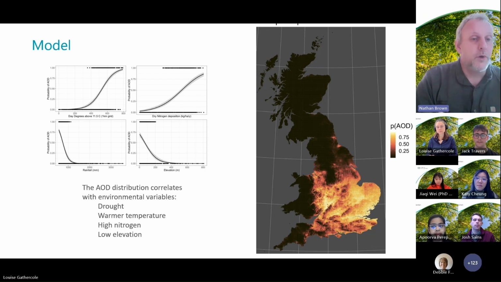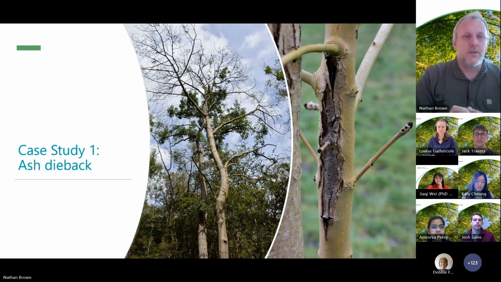So this is useful, but beyond that, we've used this to shape hypotheses for further experiments. So we've had some drought manipulation experiments to look at how lack of water influences AOD occurrence. And we have conducted lots of within-site sampling, where we're finding nitrogen is also having quite a key role in driving where AOD is and where it isn't happening within a site. So that was our motivating example.